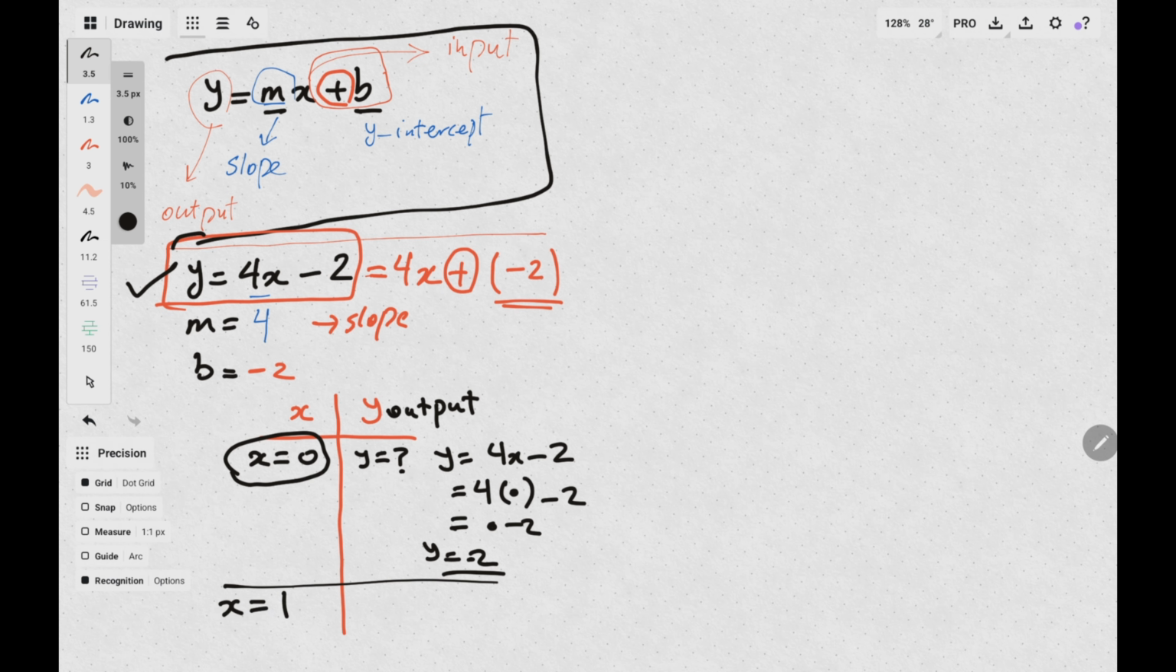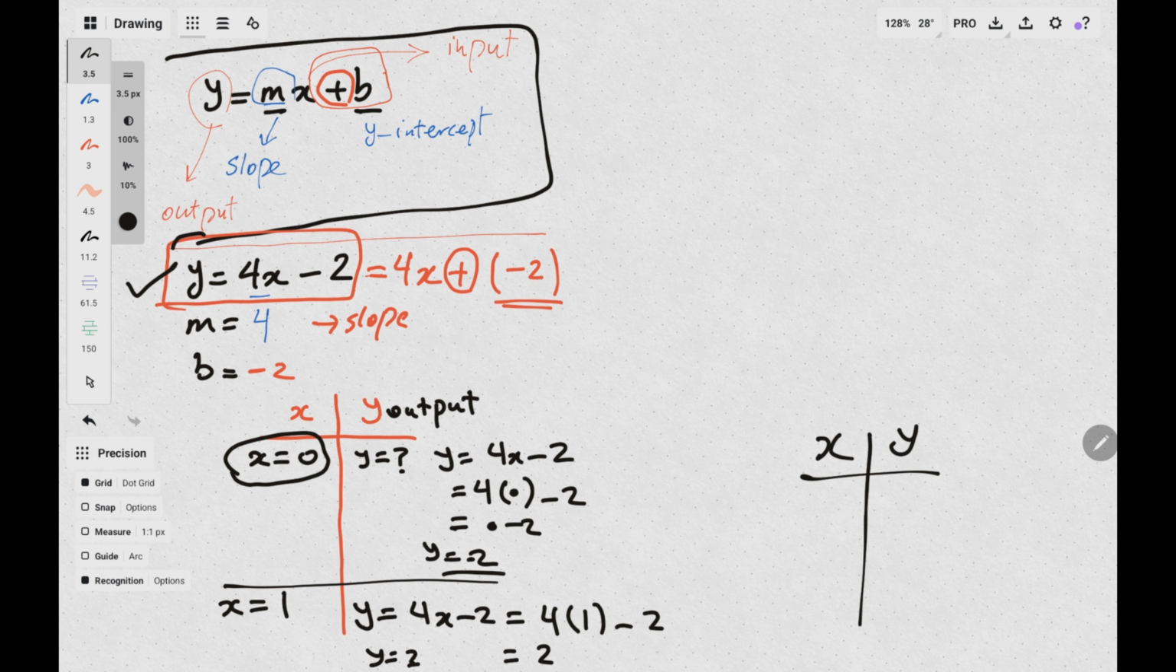I'm going to try another input. Let's try x equals 1. y is 4x minus 2. I'm going to input 1. 4 times 1 minus 2, which is 2. So then y would be 2. Let's just put it down here as a better representation: 0, minus 2, 1, 2.